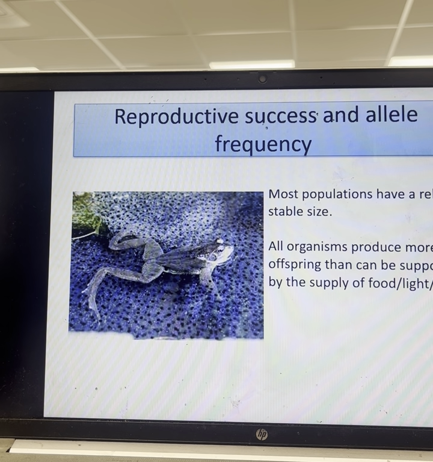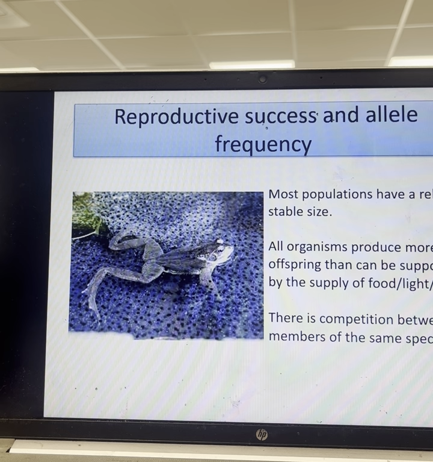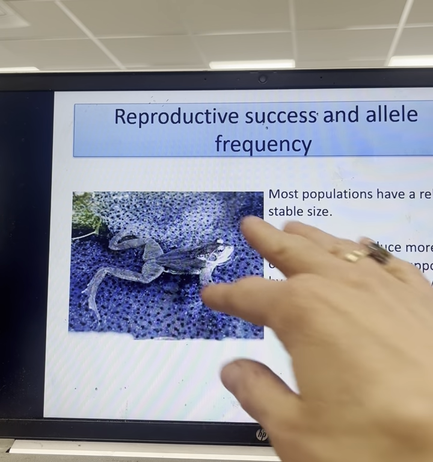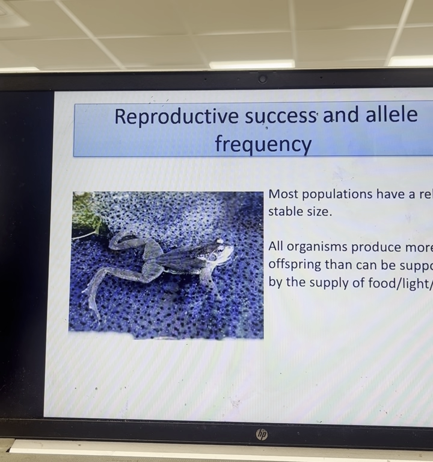Most populations have relatively stable size. All organisms produce more offspring than can be supported by their environment. So this really makes me sad. You can see there a frog. They produce hundreds of eggs, so they have multiple chances of offspring surviving. And the reason they produce so many is because so many of them will be eaten and killed and died. It's a bit like if you think about little turtles.